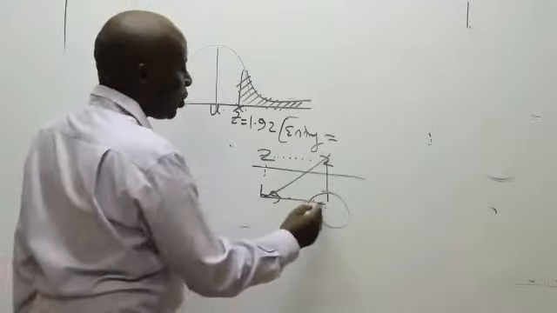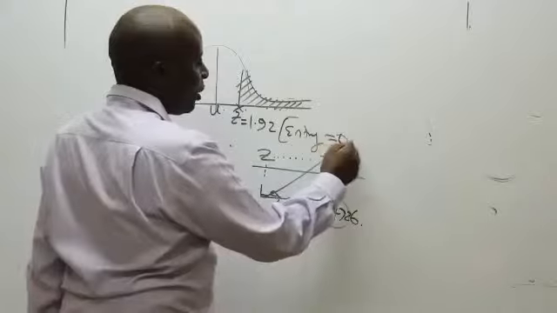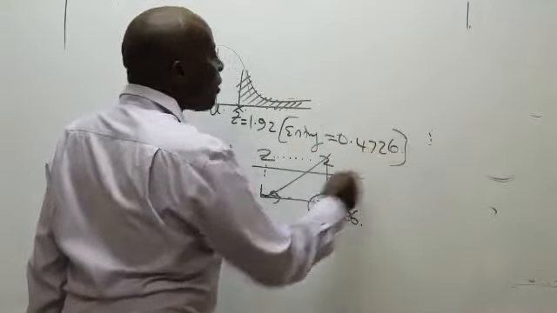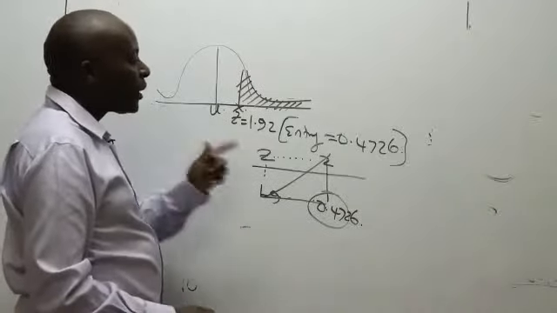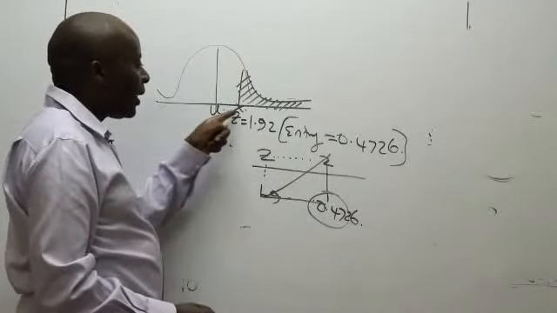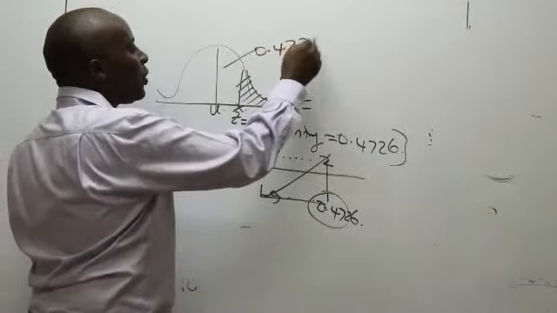So this is the entry, 0.4726. But now remember that the entry you have read is the area between what and what? It is the area between the mean and x. So whatever you have read here is 0.4726.